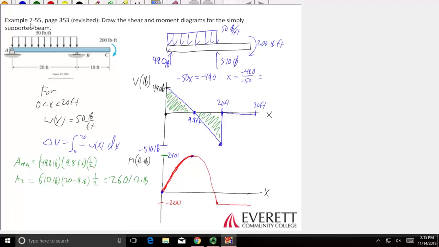And then what happens at the end? I have a concentrated moment. So I jump. Do I jump up or down? Up. I said clockwise is positive jump. So I jump up and I'm back to 0. That's the way that you check your work. You always start at 0, you always end at 0.